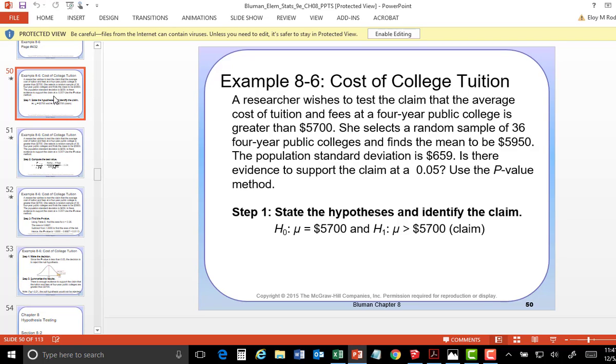A researcher wants to claim that the average cost of tuition in a 4-year is greater than $57,000. Seems like a good deal. She selected a random sample of 36 4-year public college students and finds that the mean cost was $5,900. Oh, did I say 57? 5,705. And they give you the deviation. So right away, I'm going to set this up, and they tell you the significance is 0.05. Now, is there support of a claim at 0.05?